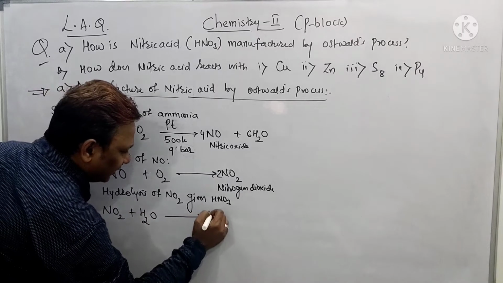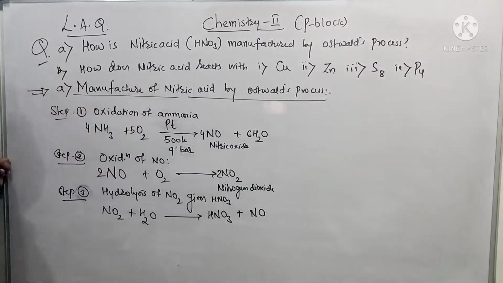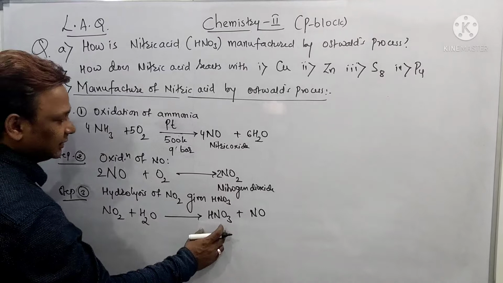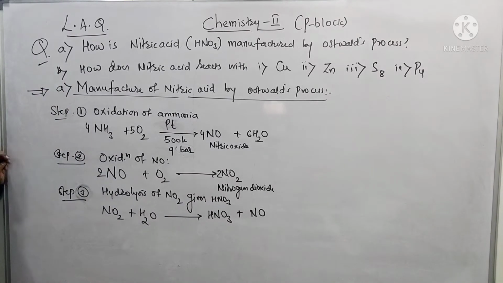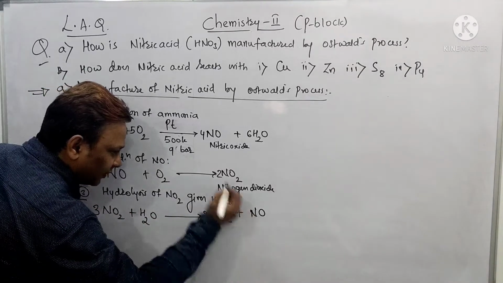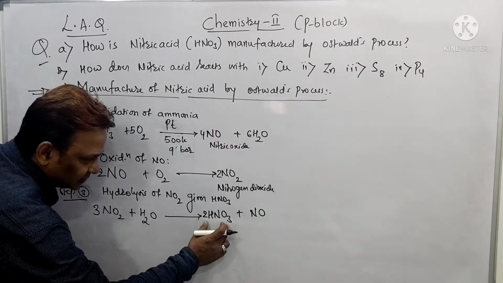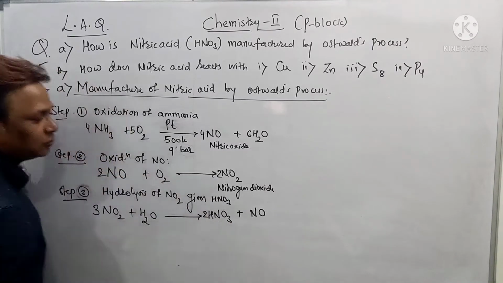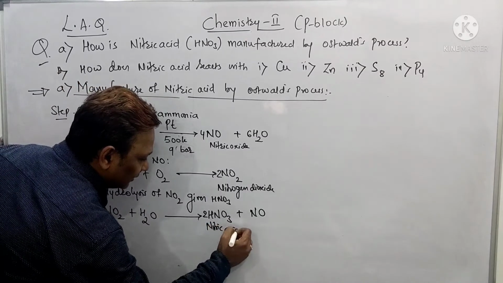NO2 on hydrolysis gives nitric acid. What is nitric acid? HNO3 plus NO. I got the nitric acid here. If you want to balance this, it is a simple way: 3, 1, 2, 1. That is 3 moles, 1 mole, 2 moles, 1 mole. Check it: nitrogen 3, that is 2 nitrogen plus 1. Oxygen 6 plus 1, 7, and 6 plus 1, 7. Hydrogen 2. And I got HNO3, called nitric acid.